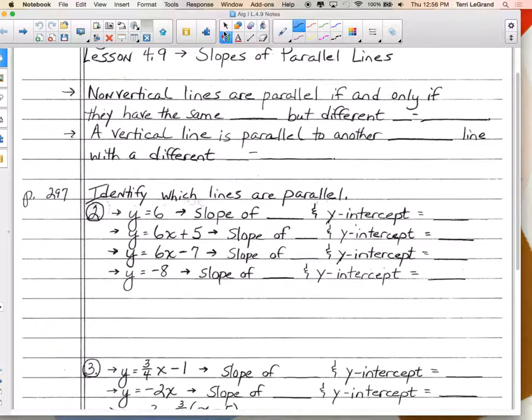That's probably the more challenging of the two learning goals, being able to write an equation for a second line that would be parallel to a given line, and it has to pass through a certain point. So we'll be doing that on the back side of these, okay?